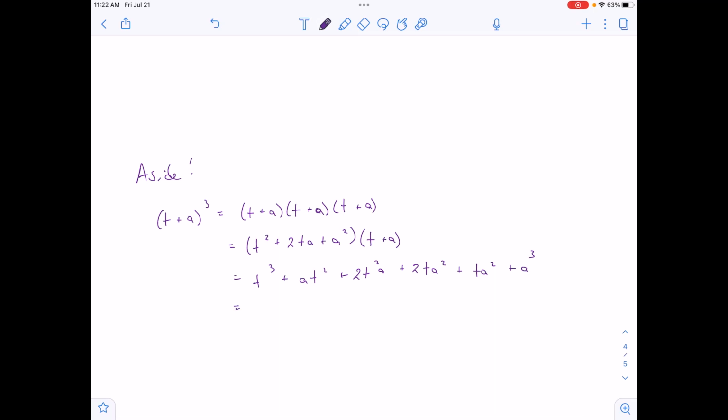Let's see if I've got any like terms here. I'll have a t^3 for sure, an at^2. Oh, that looks like one here as well, just in a different order. So this will be 3at^2. Okay, so that one's dealt with, this one's dealt with, this one's dealt with. Then I have a 2ta^2 and then another ta^2, so that'll be 3ta^2. I'll write them in the same order: at^2, and then plus a^3.